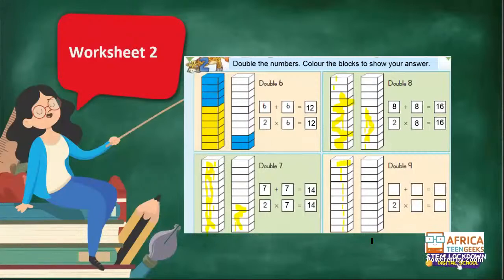Then I do 1, 2, 3, 4, 5, 6, 7, 8, 9. Let me just check. 1, 2, 3, 4, 5, 6, 7, 8. And there's my number 9. So that's also 9 plus 9 equals 18. 2 times 9 equals 18 as well.